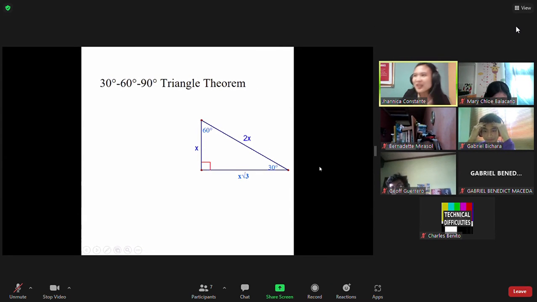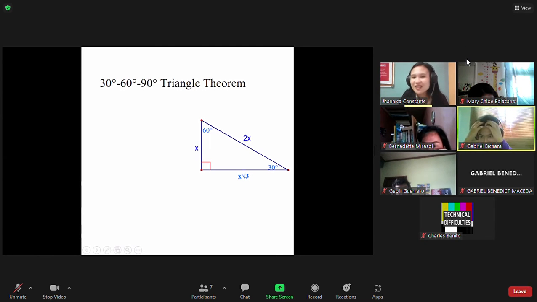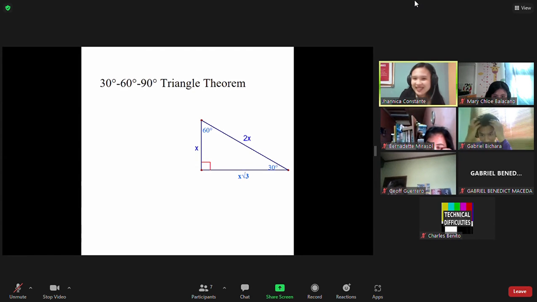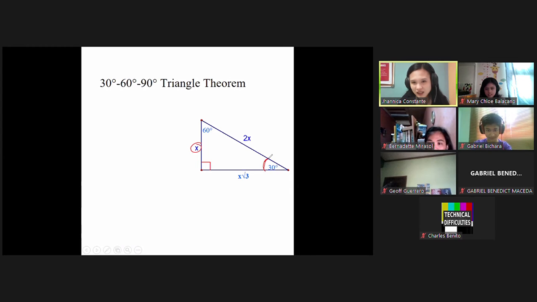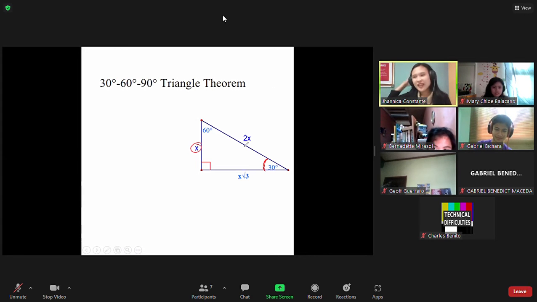For example, we have this triangle that has angle measurements of 60, 30, and 90 degrees. And the measurements of the sides are 2x, x square root of 3, and x. So we're going to solve for the value of x. Let's say we're going to solve for the value of x using the angle that has a measure of 30 degrees. We have the hypotenuse, which is 2x, and the adjacent, which is x square root of 3.